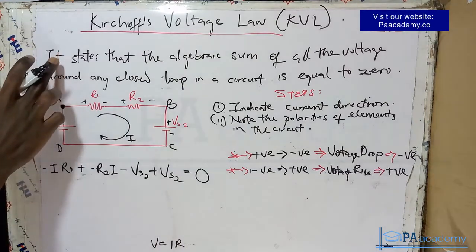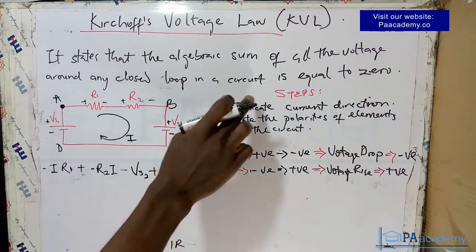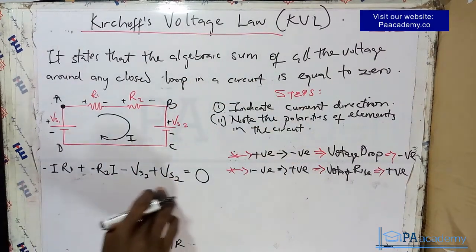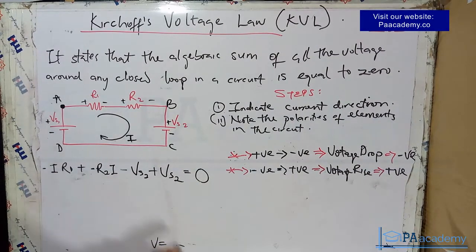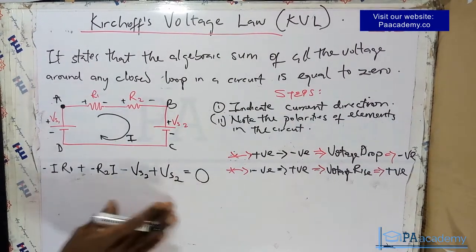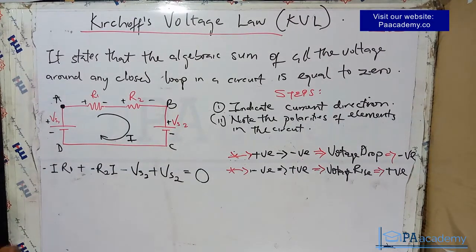So look at Kirchhoff voltage law. It says the algebraic sum of all voltages around a closed loop in a circuit is equals to 0. So we've been able to find the algebraic sum, and we've equated it to 0. Now we can simplify this. We can simplify this further as having something like this.